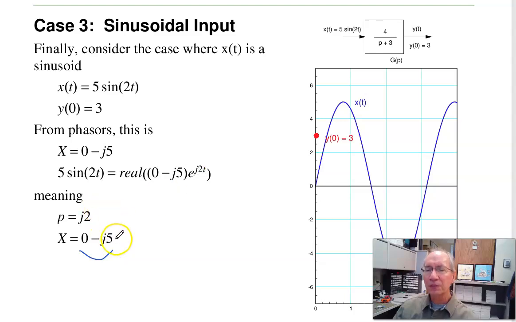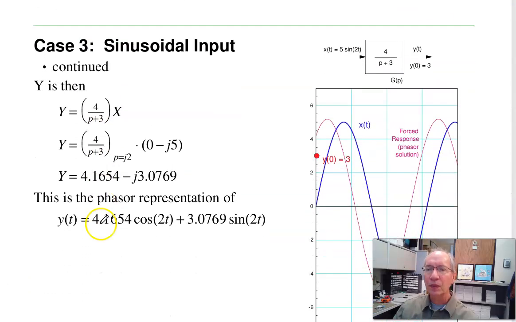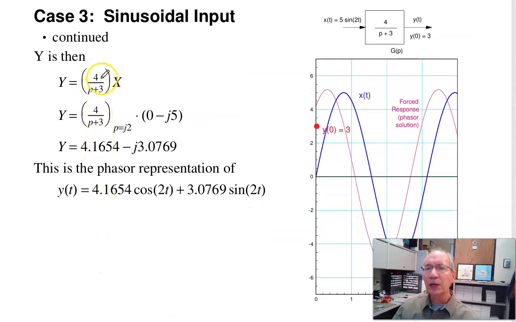So there's p and x for the forced response. This is the gain everywhere. All I care about is what's the gain at p equals j2 times the input. This is a sine wave, amplitude 5, 0 minus j5. Multiply this all out, I get a complex number. Real part's cosine, minus j is sine. So there's the forced response, there's the input, there's the output.